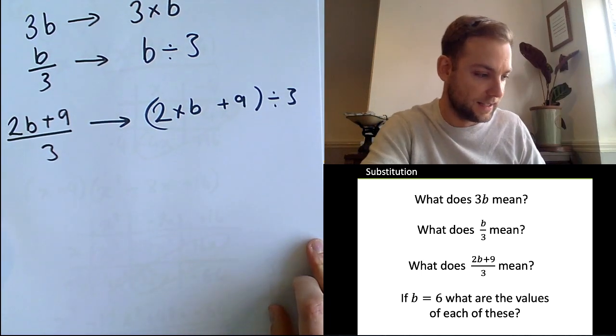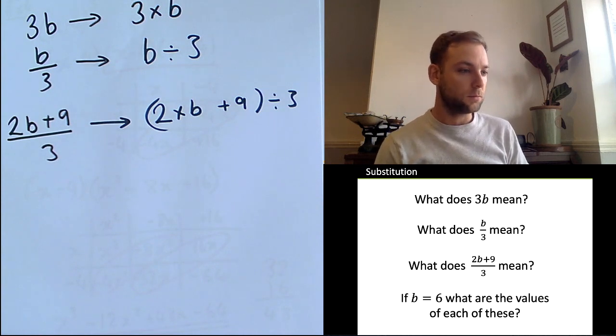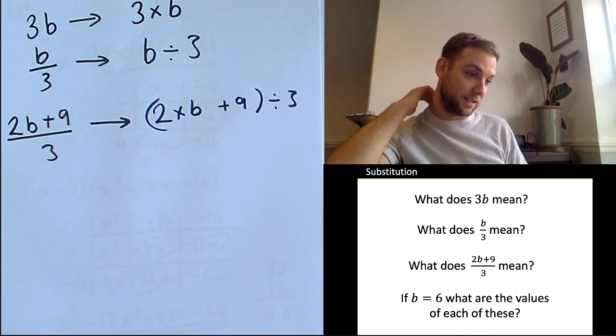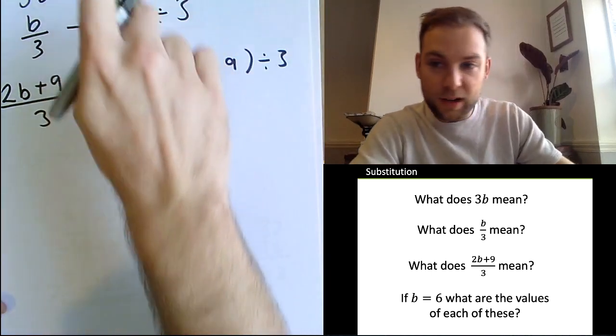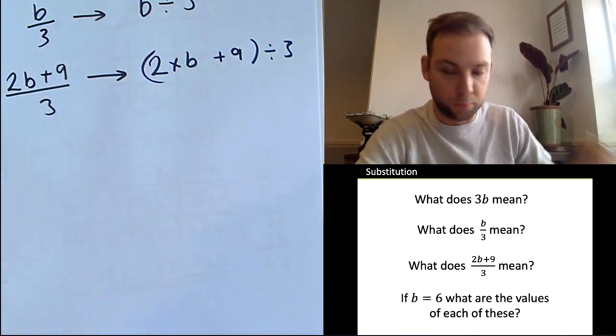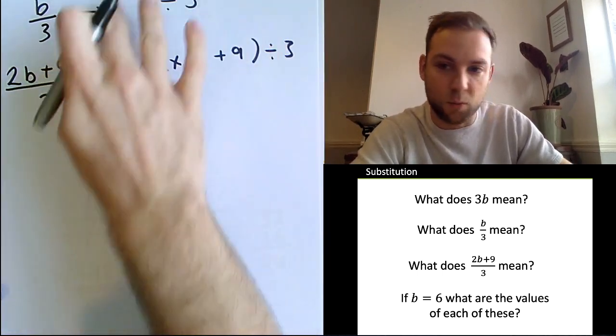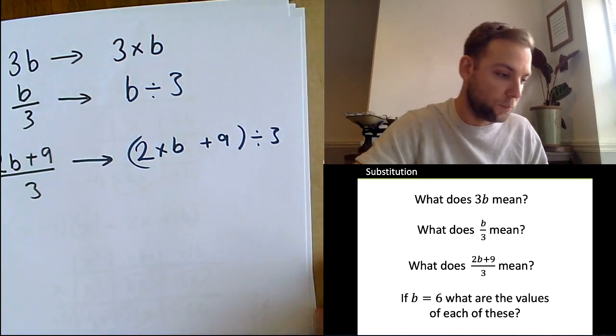So this question here says, if b is equal to 6, what are the values of each of these? We've already kind of thought about all of this, because this is the hard part here. But I'm going to do these properly. I want to try and stay away from these here. I want to make sure that we are doing them properly.